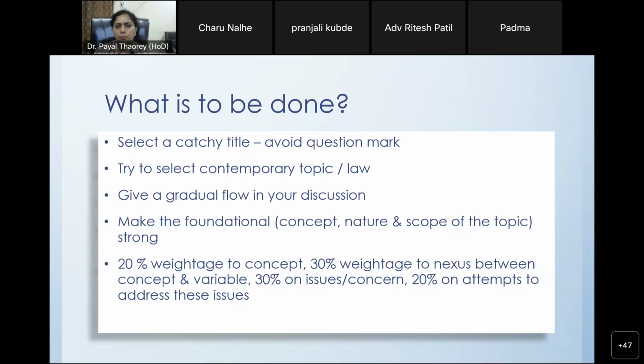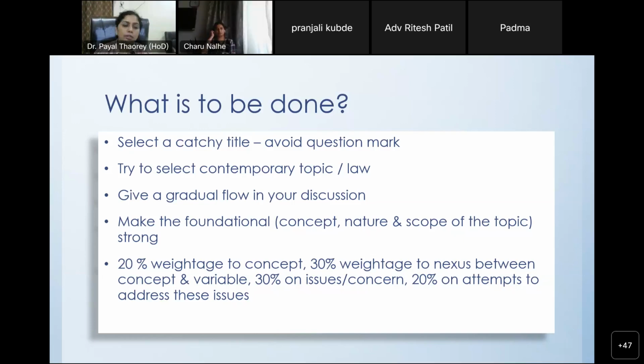Okay, only 20%. If number of words required are, let us say 8,000 to 9,000, on an average वो 16 pages तक आता है. अब अगर वो 16 pages हो रहे हैं तो 20% कितना होता है? It's like around 3 pages. Okay, so let us say 3 pages I am going to write on my concept, and then 30% weightage to the nexus between concept and variable, and 30% on issues, and then 20% on attempts to address the issues etc.